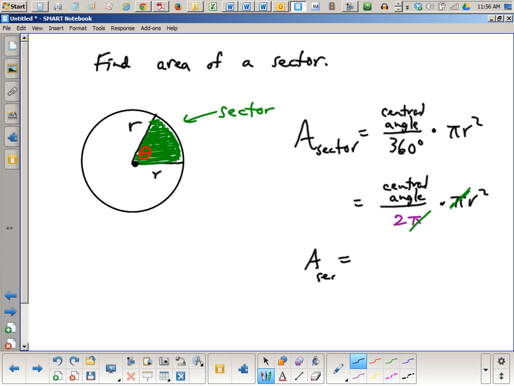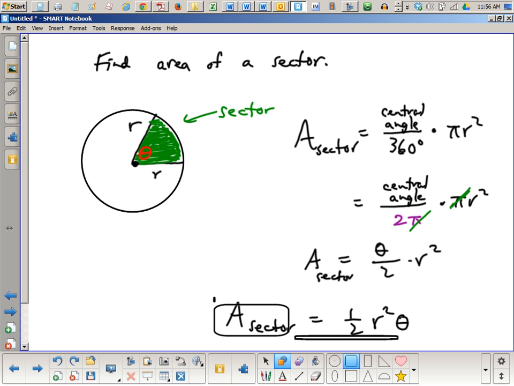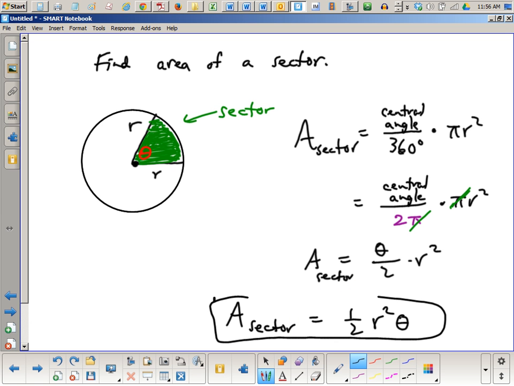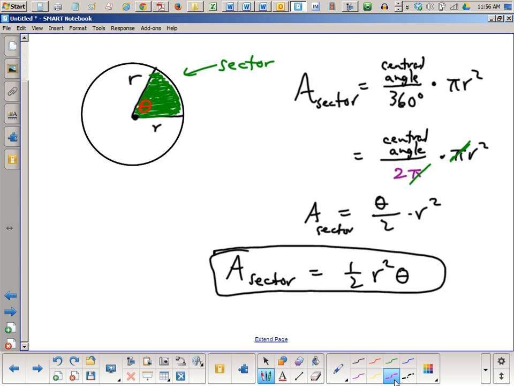Area equals central angle over 2 times r squared. Most people memorize this formula right here. Sector area is 1/2 r squared theta. And we have the same rule we had last time, that your angle has to be measured in radians. That is not optional. You have to measure the angle in radians. Same warning as last time. Radians only.